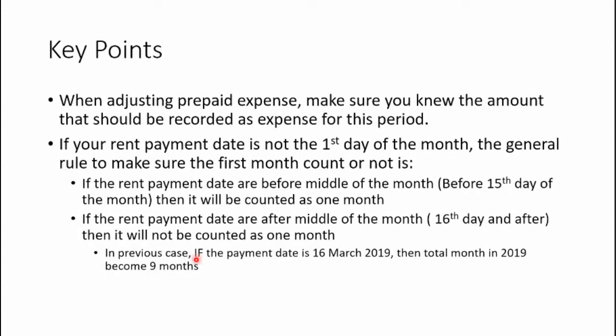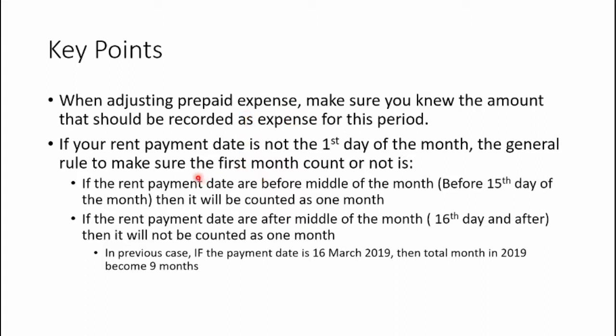So we have some key points that we should keep in mind regarding this transaction. First of all, when adjusting prepaid expense, make sure you know the amount that you should record as expense for this period, because basically what we adjust from prepaid expense is we change the prepaid expense, which was firstly recorded as an asset, to be an expense. We make a new expense regarding prepaid expense here. So what we do is record it like a new expense that we really have.